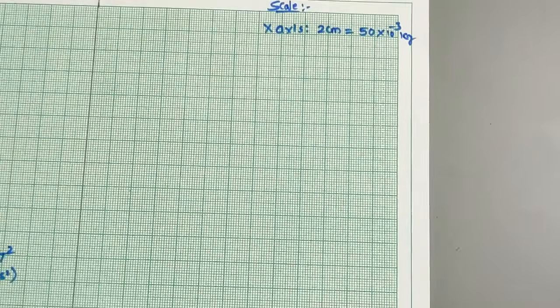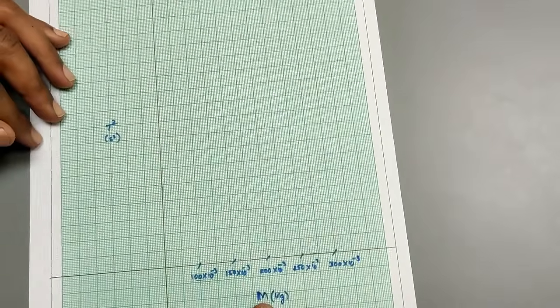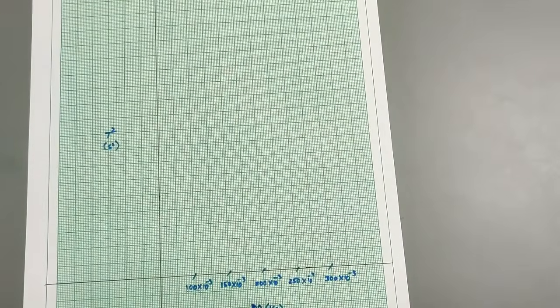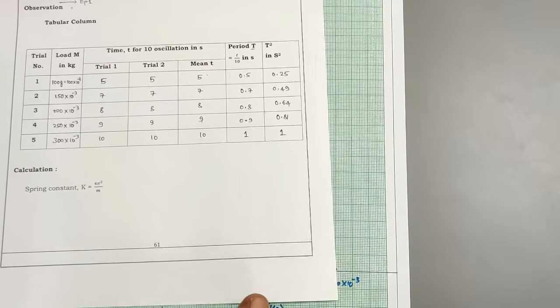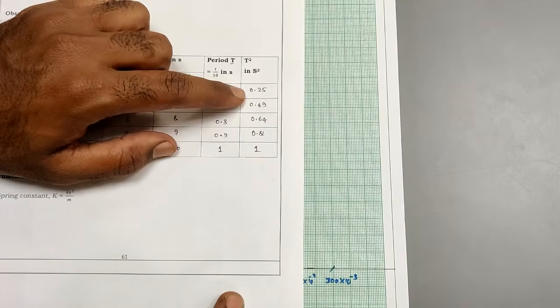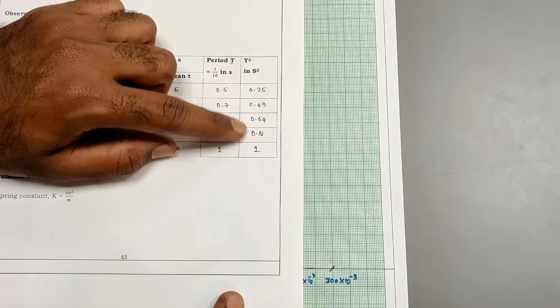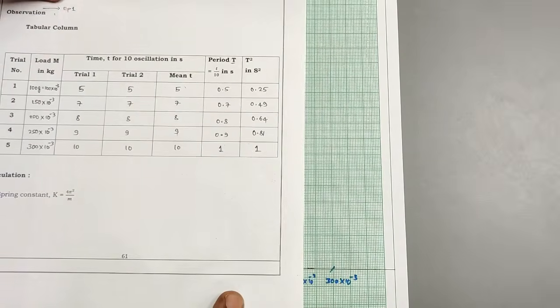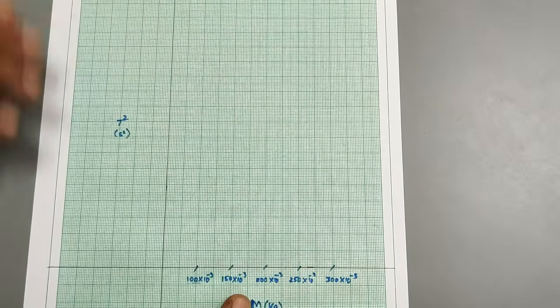Okay, we will go for y-axis. Let us plot the values on the y-axis now. See how the y-axis values are. On the y-axis, we have to take t square. So what are the t square values? It is 0.25, 0.49, 0.64, 0.81, 1, like this it is, correct? Okay, so let us take the values like this now.